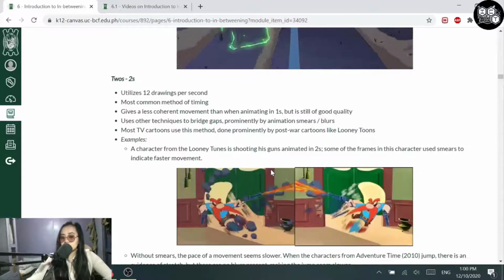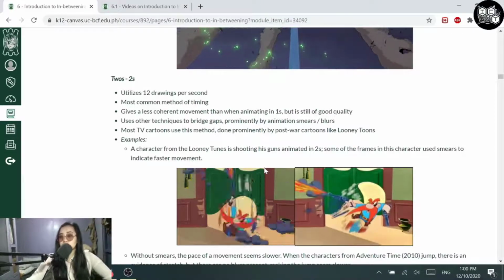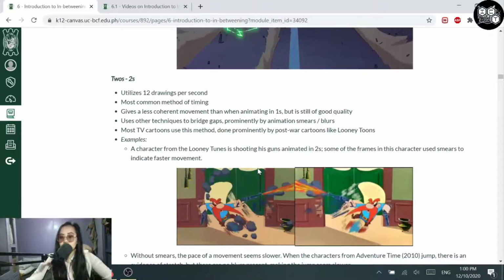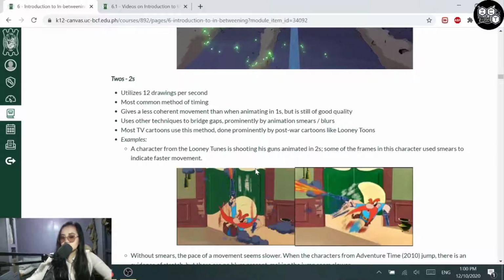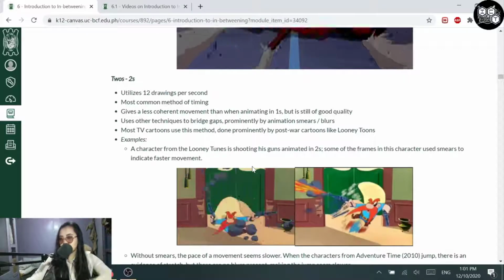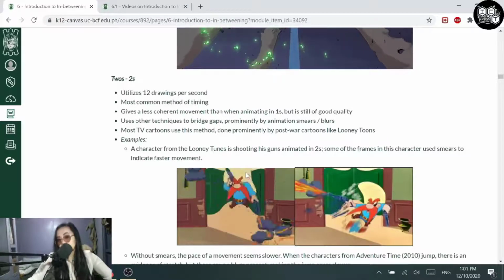Twos is the standard that we have today. So twos utilizes 12 drawings per second. So it's literally half of what the ones use. So if you're going to convert from ones to twos, the budget is literally divided in half. The time is divided in half. So you can kind of see the appeal for that one.